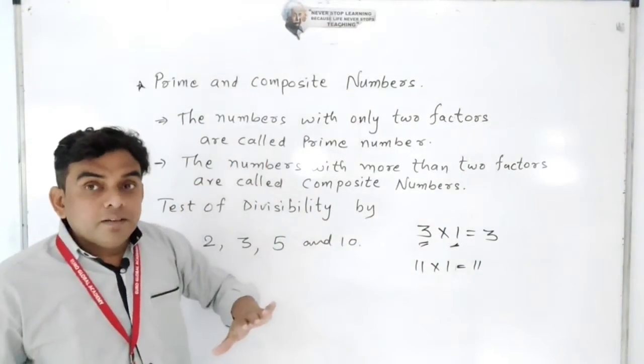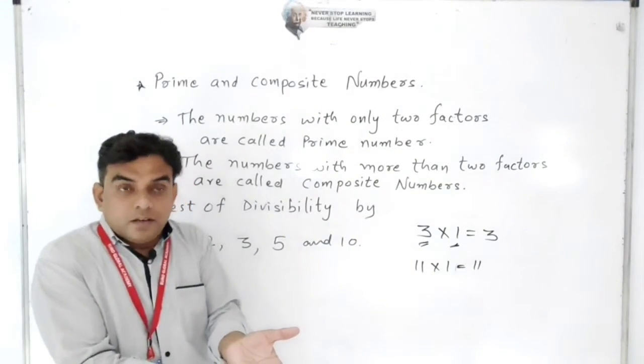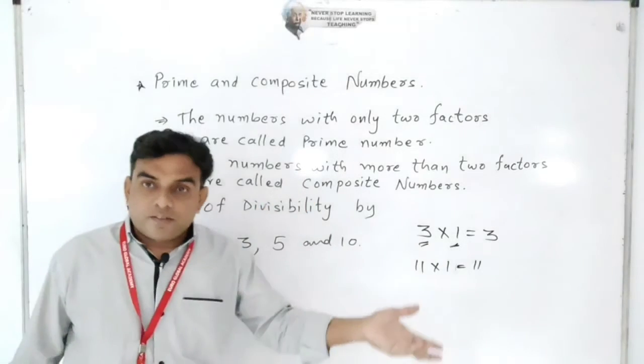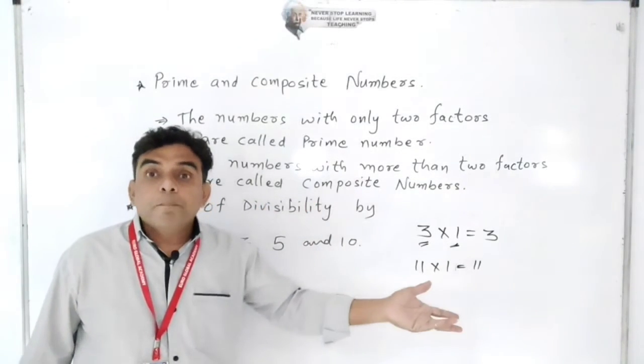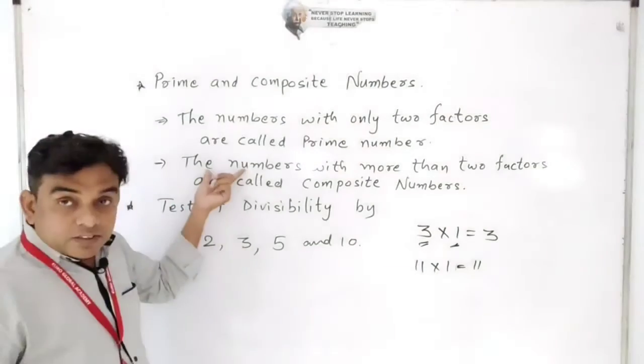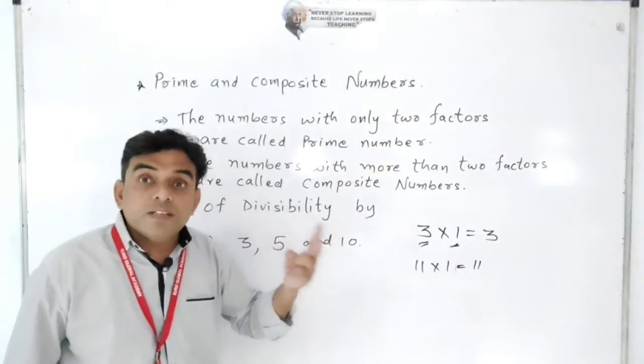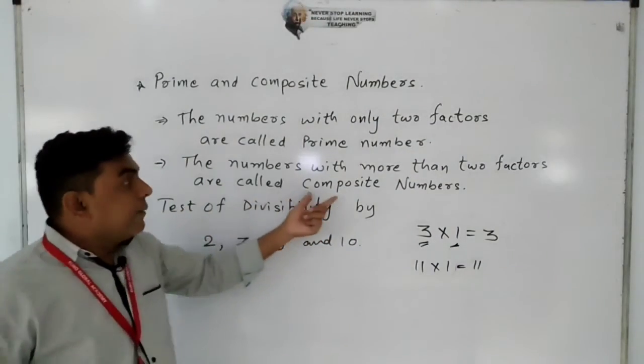And the composite number is different from that. That means what? More than two factors. All the numbers you can see here with more than two factors are composite numbers. Students, you can see here the composite number. I am going to read this: numbers with more than two factors are called composite numbers.